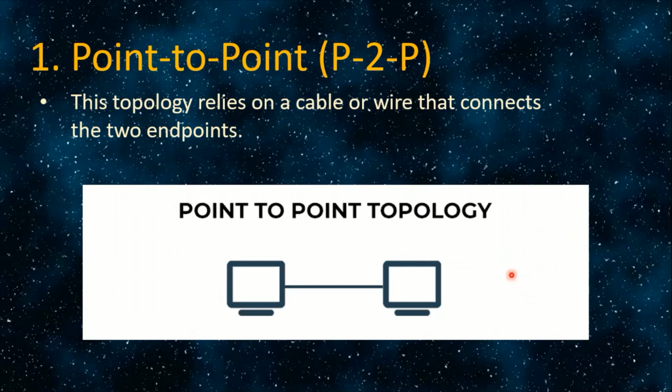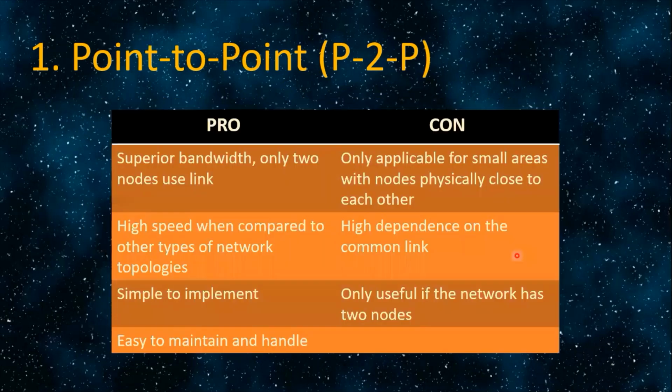Here we have an example of point-to-point topology, how it may look like in a scheme. And the pros of having a point-to-point topology is that you have superior bandwidth because only two nodes use the link. You have high speed when compared to other types of network topologies. It is simple to implement and easy to maintain and handle.